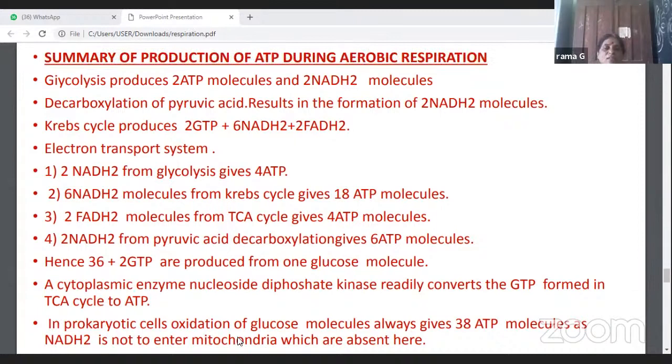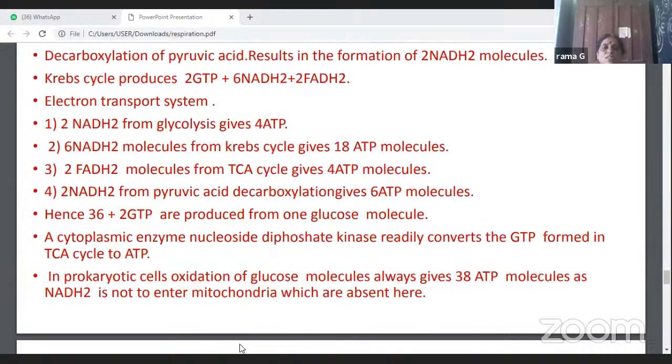And in prokaryotes especially, oxidation of glucose molecules gives 38, but they are not diffused into the mitochondria. Why? Because those organelles are absent in prokaryotes. Whereas in eukaryotes, these 38 ATP molecules are stored in the mitochondria. That's why mitochondria are treated as the powerhouse of the cell.